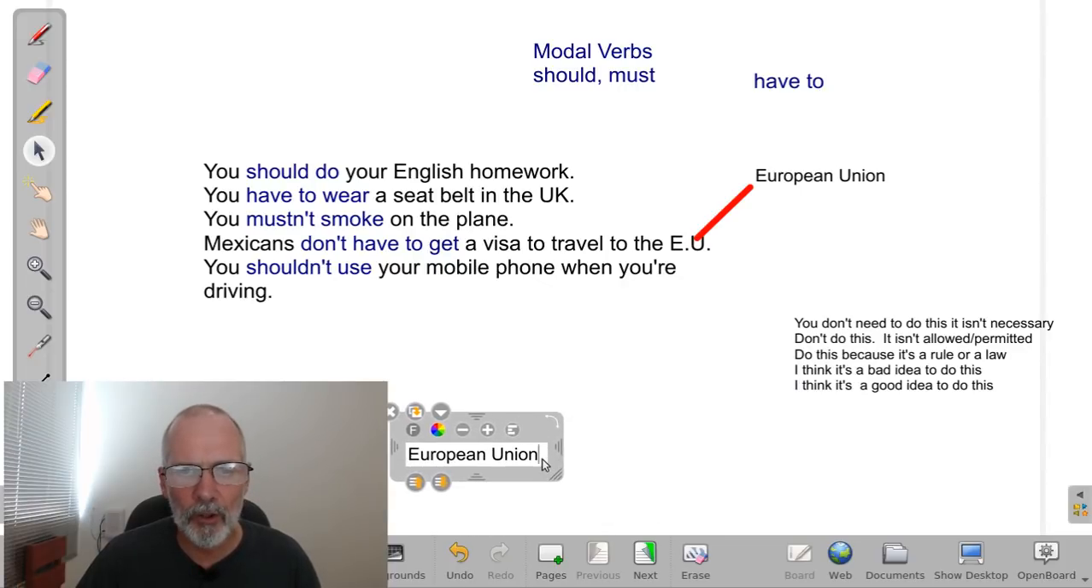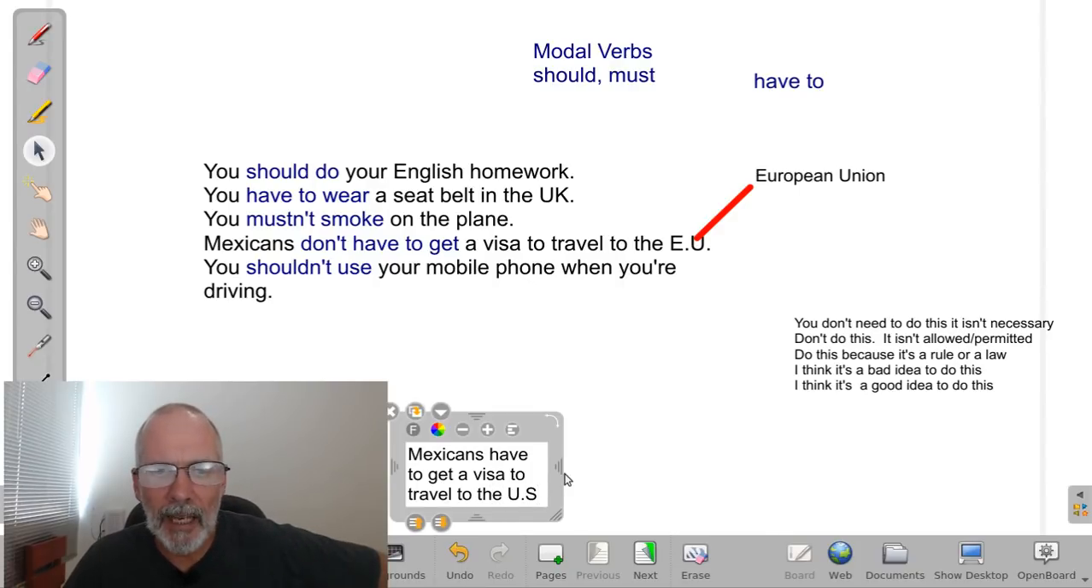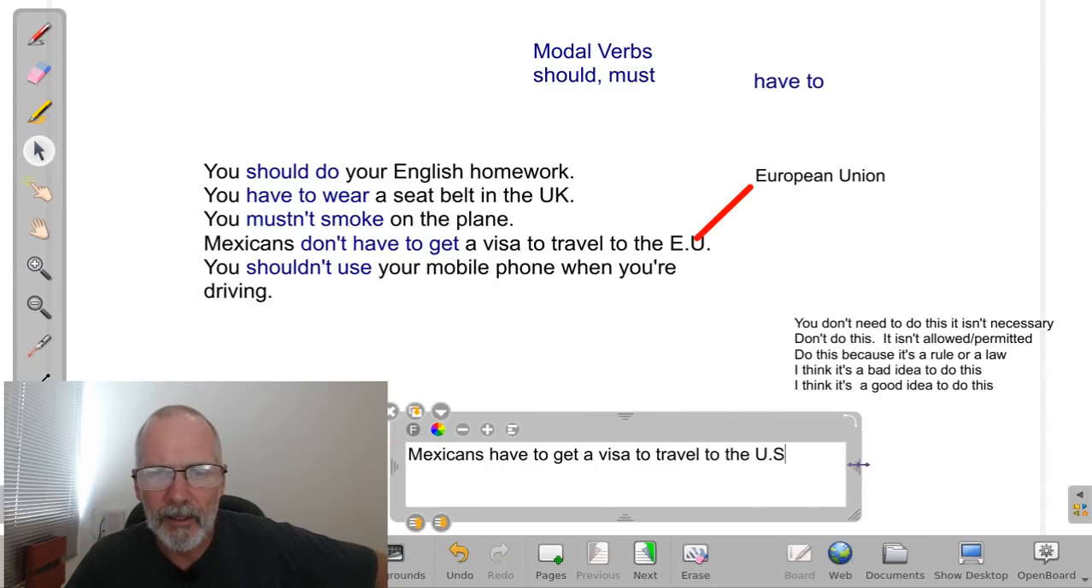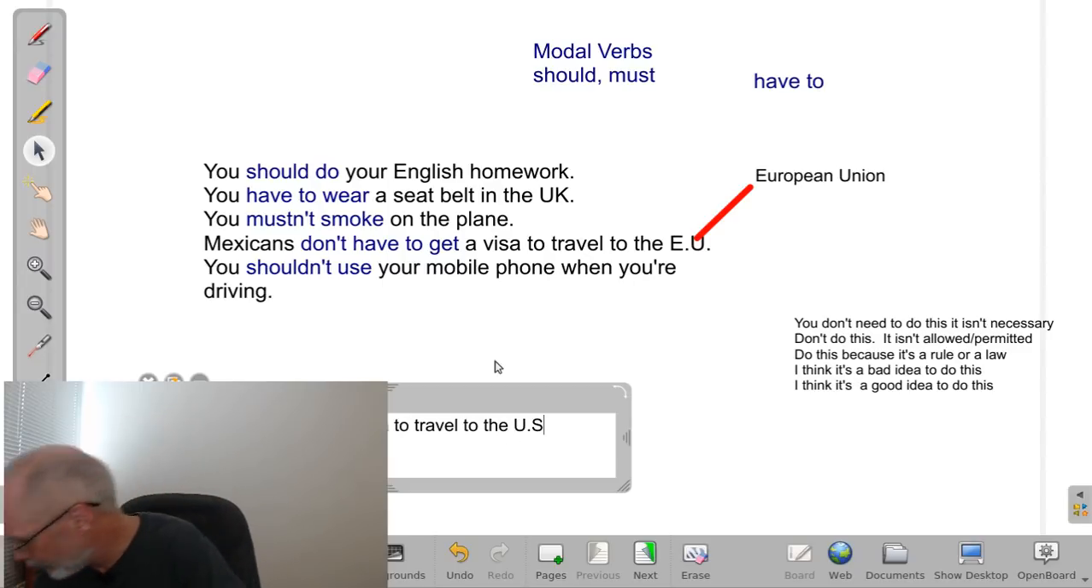If a Mexican travels to the United States, we would have to change that in English. It would say, Mexicans have to get a visa to travel to the US, United States. Remember, in English it is different from other languages like Spanish. EU in English is European Union. United States in English is US.